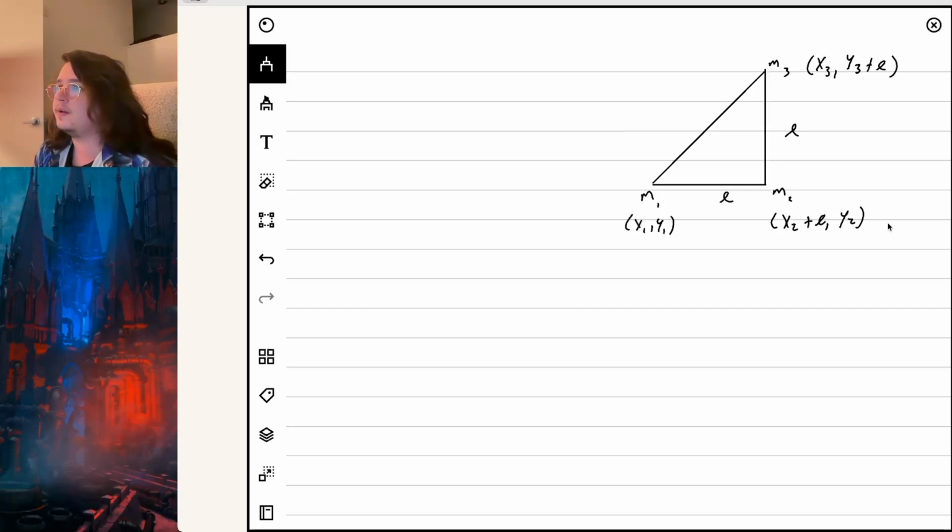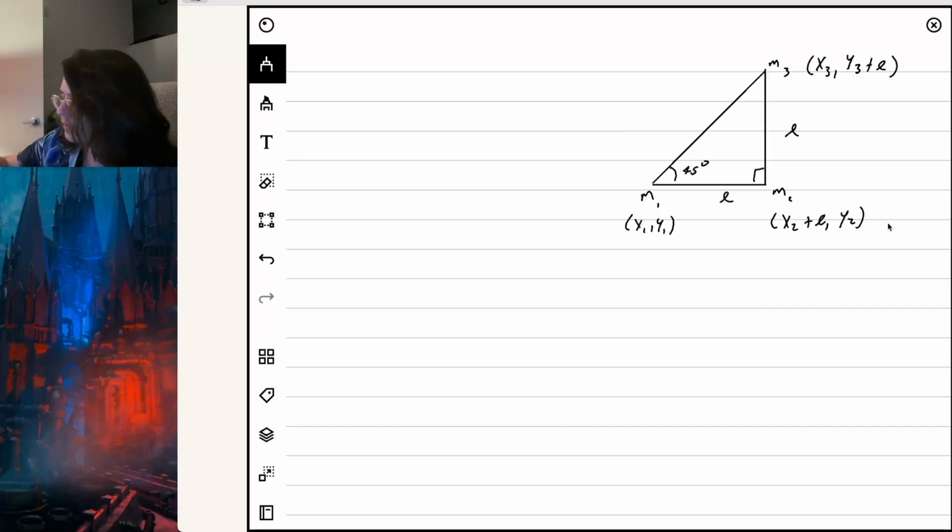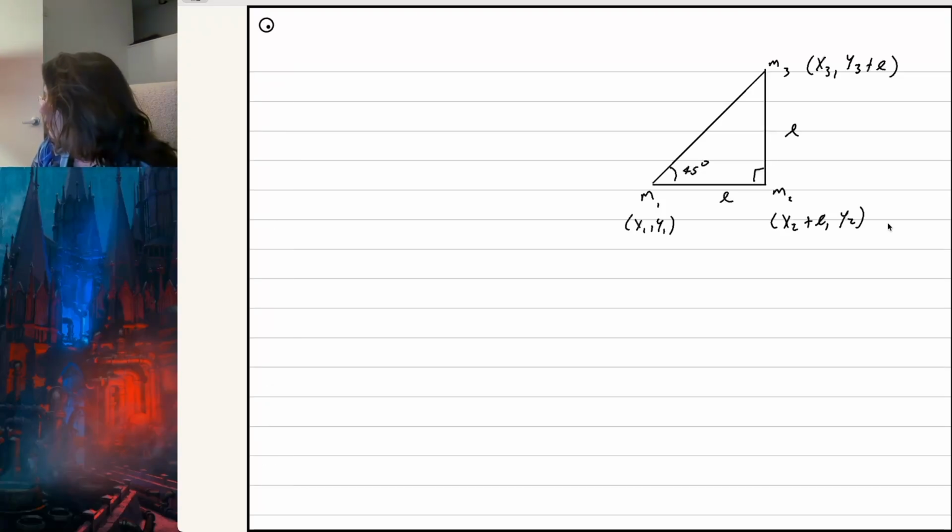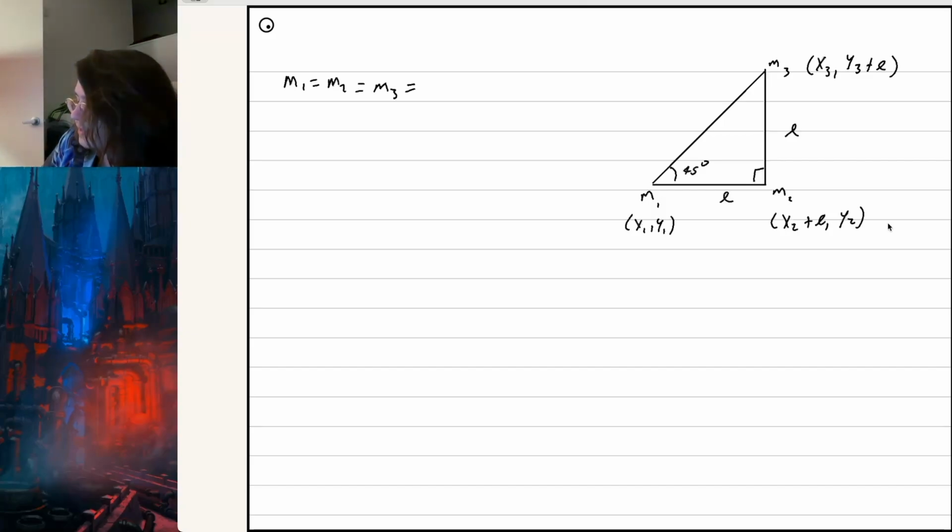So this is a Goldstein problem. This is what he calls the equilibrium position for a triatomic molecule. A 45-degree right triangle, 45 degrees here, where the masses are at each corner of the triangle. In this particular configuration, all of the masses are the same. That will help immensely, so I'm just going to call that mass M.